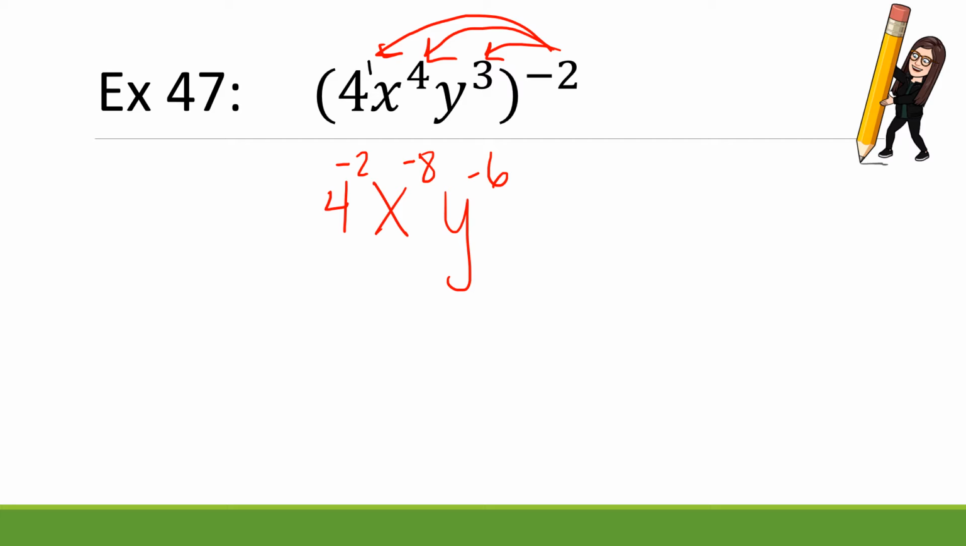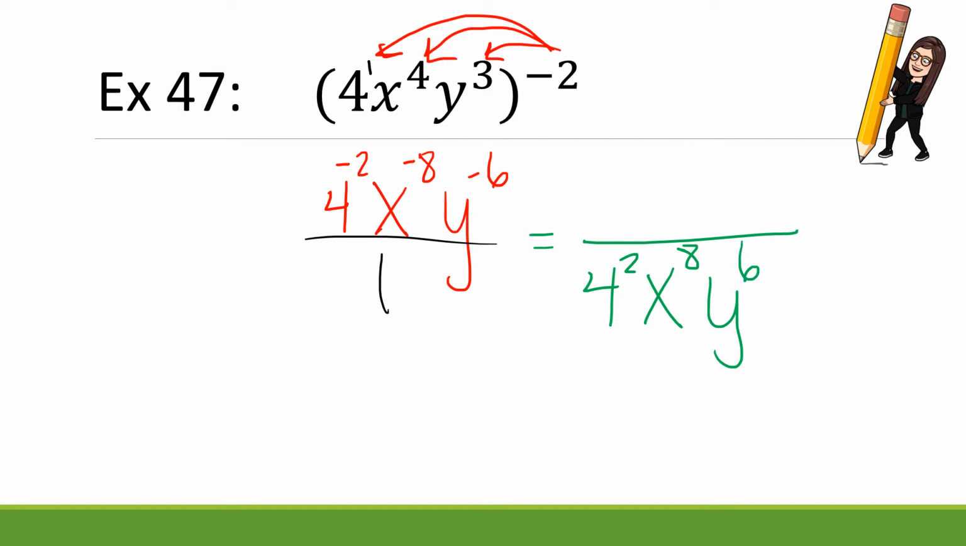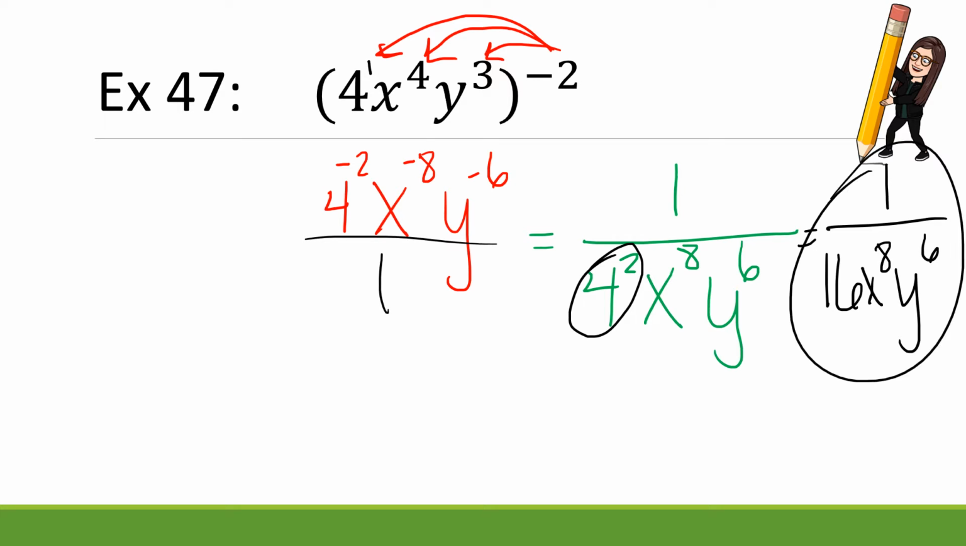Next step, I have negative exponents, and that's not allowed. So if this is over 1, we want to move our negative exponent bases to the other side of the fraction bar. So that 4 gets kicked to the bottom. The x gets kicked to the bottom. The y gets kicked to the bottom. There's nothing left on top, so I'm going to write a 1. The last thing I need to do is, if I can take care of a number base, I should. 4 times 4 is 16. Everything else falls down.